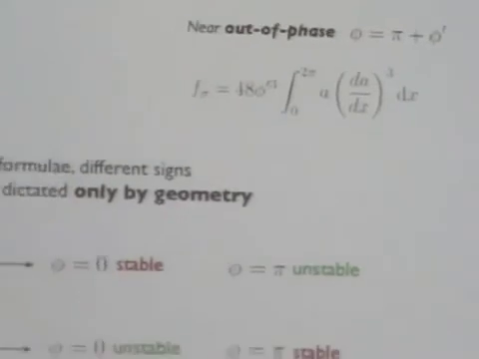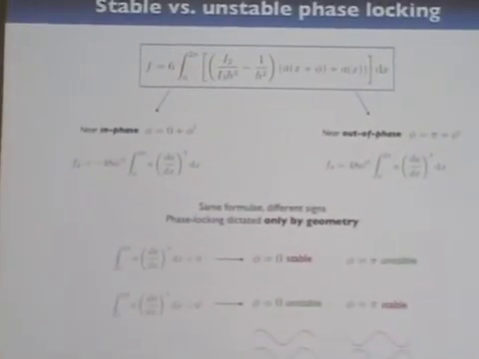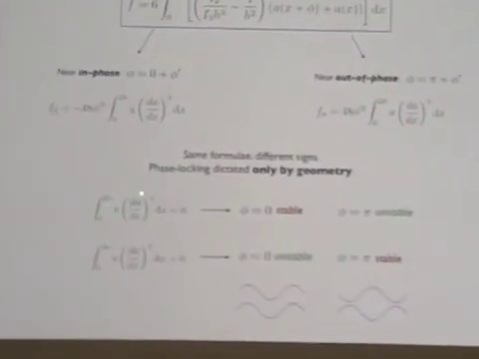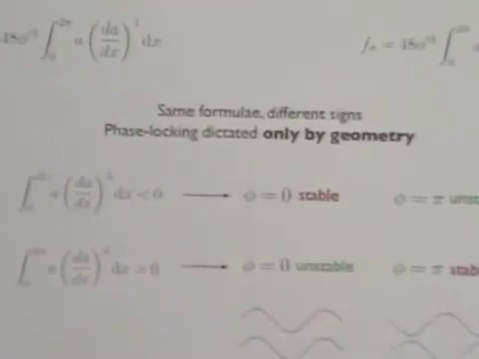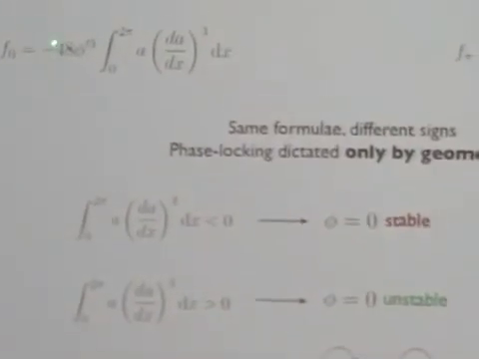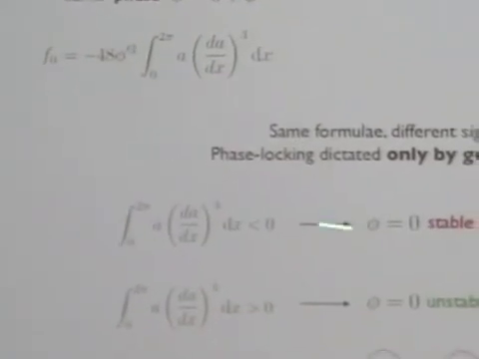So specifically, if you give me a function a which describes the geometry of your flagellum, then I can calculate this integral. It's only a function of the geometry. It's an integral over a wavelength of a times the cube of the derivative. If this thing is negative, then there's a minus sign that becomes plus, and this point here will be stable. This point here will be unstable.